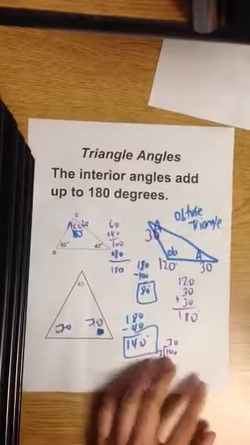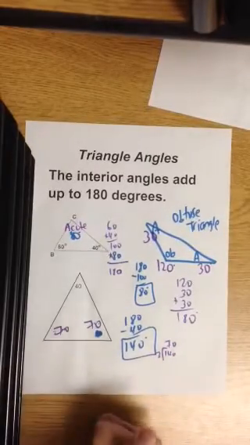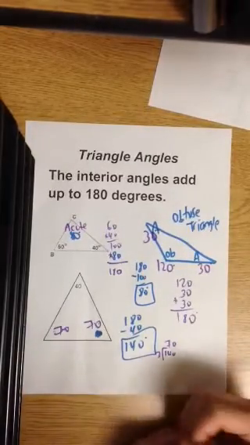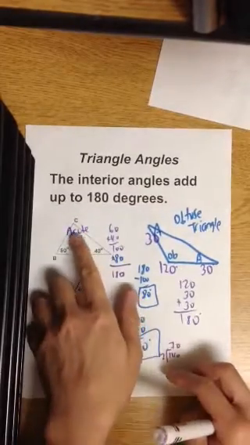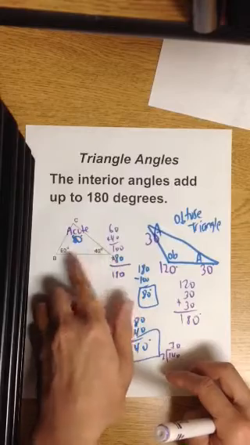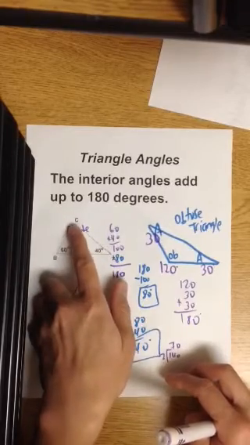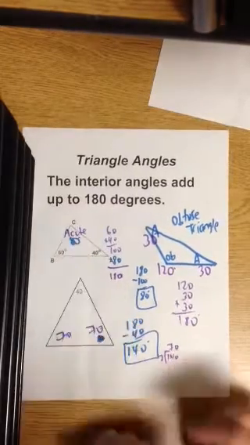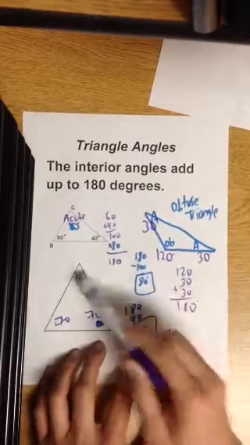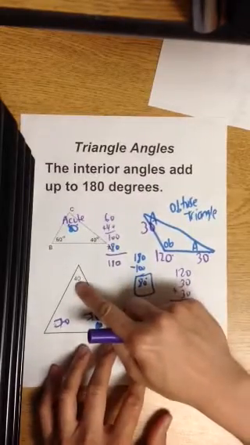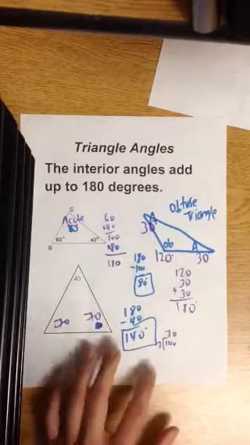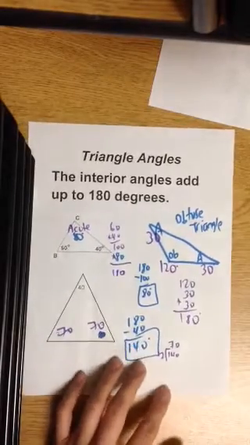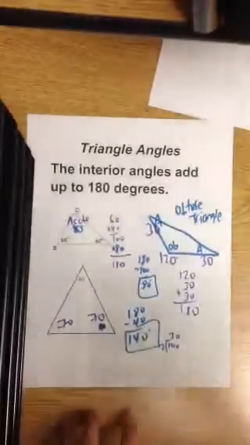So the main thing you need to know about triangle angles is the interior angles add up to 180 degrees. If they give you two of the numbers, you can quickly find the third number by adding up the sum of these two, subtracting from 180, and then you'll have the last number. If they only give you one number, you subtract that one angle from 180 and then split it into two parts. So that is triangle angles adds up to 180 degrees.